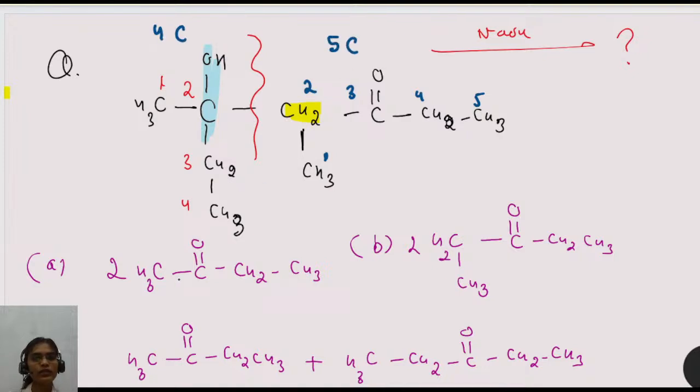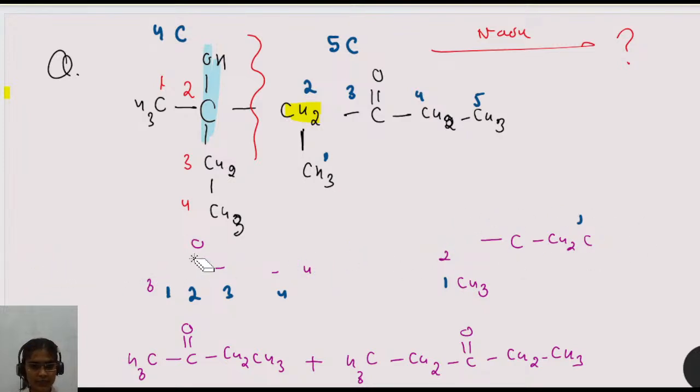So definitely, if I go with option number one, it's one, two, three, and four, only four carbon. It's not possible. One, two, three, four, and five, only five carbon, is that possible? No. So just by using this, I can simply omit that A and B are not going to be the correct answer, right?